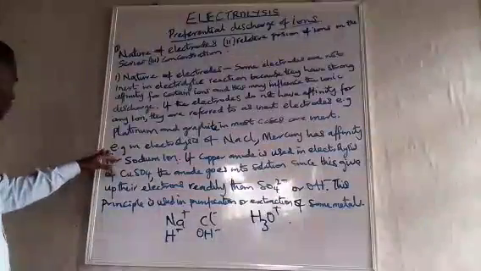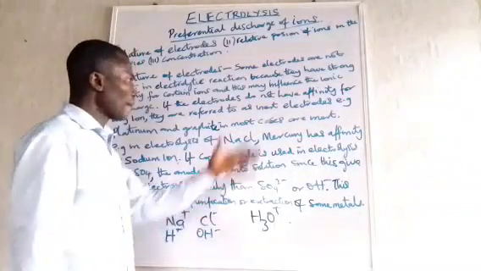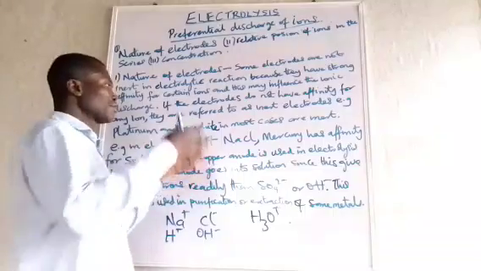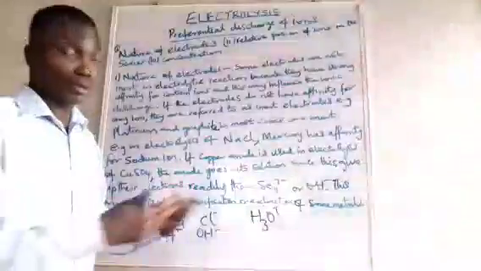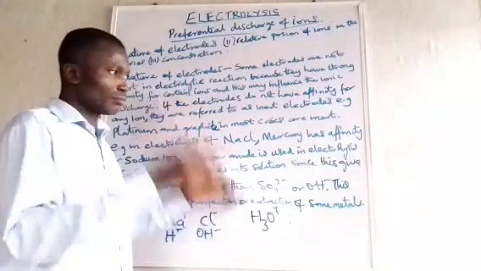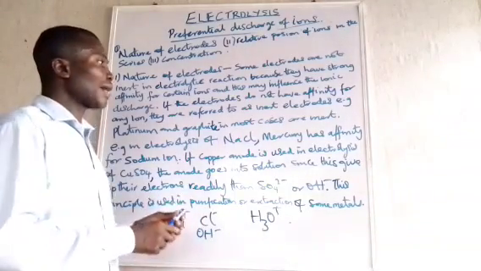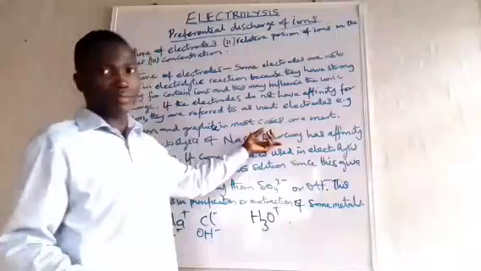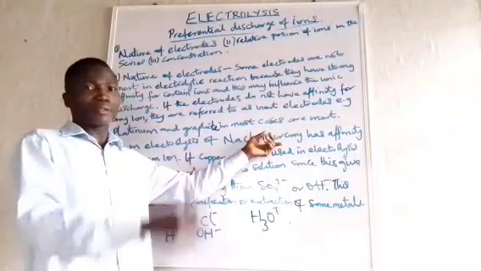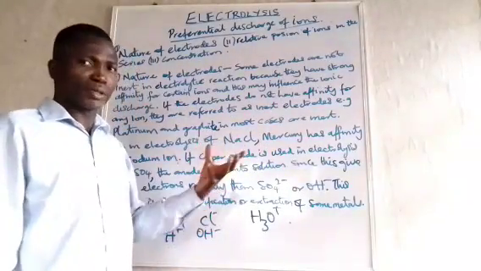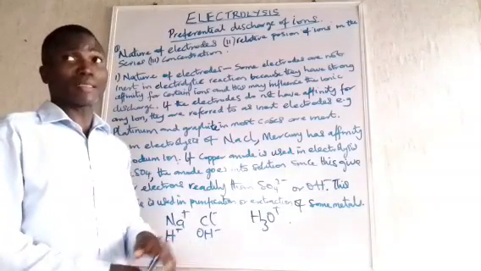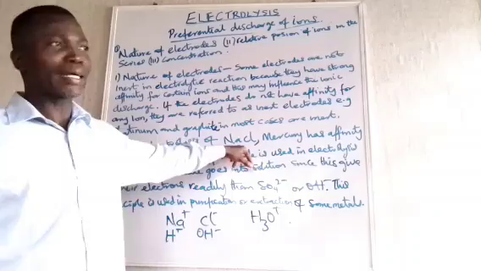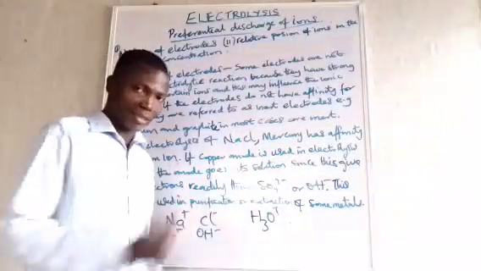Now let's look at an example. In electrolysis of NaCl, mercury has affinity for sodium ion. So what we are saying here is this: if sodium chloride solution is being electrolyzed and the cathode is mercury, it won't discharge the hydrogen ion. Though under normal circumstances, you should go for the hydrogen, here you go for the sodium ion. And that is how sodium is being extracted.